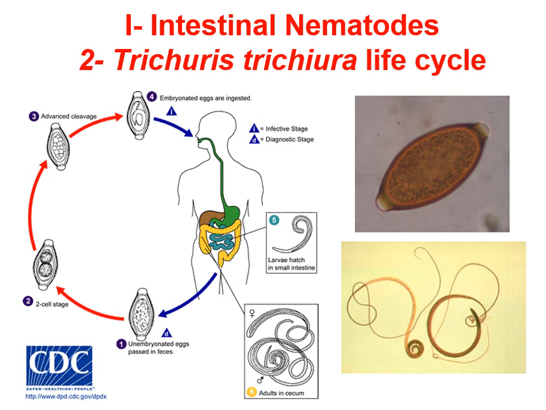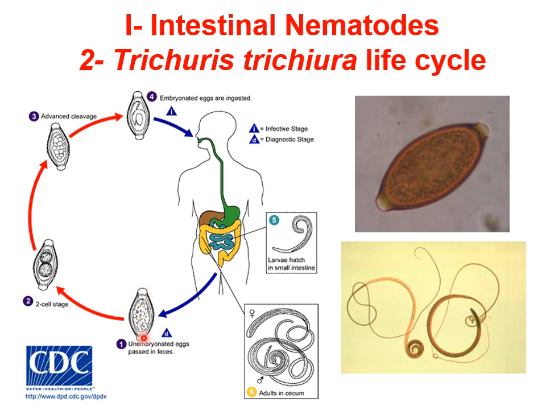The second intestinal nematode I will be talking about is Trichuris trichiura, also called whipworm, because the adults resemble a whip. So basically, we get infected whenever we ingest embryonated eggs. These will hatch in the small intestine as a larval stage. This larval stage will move on to the cecum, and within the cecum, it will evolve into two separate sexes, a female and a male, that will mate and produce unembryonated eggs that are shed in feces.